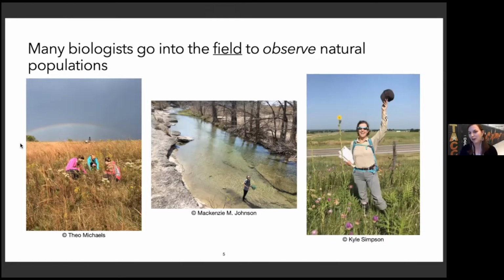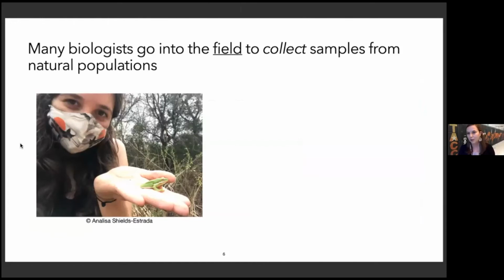And we also have biologists that study natural responses to different disturbances. So Whitney Bear is a grad student who studies how different flowering plants respond after wildfires. We also have people that go into the field to collect samples from natural populations. So for example, Annalisa Shields Estrada is a grad student in our department who studies tree frogs across Texas. And so she goes and samples them from all different areas, brings them back to the lab, and then performs experiments on them to see how their coloration impacts their ability to withstand different temperatures.